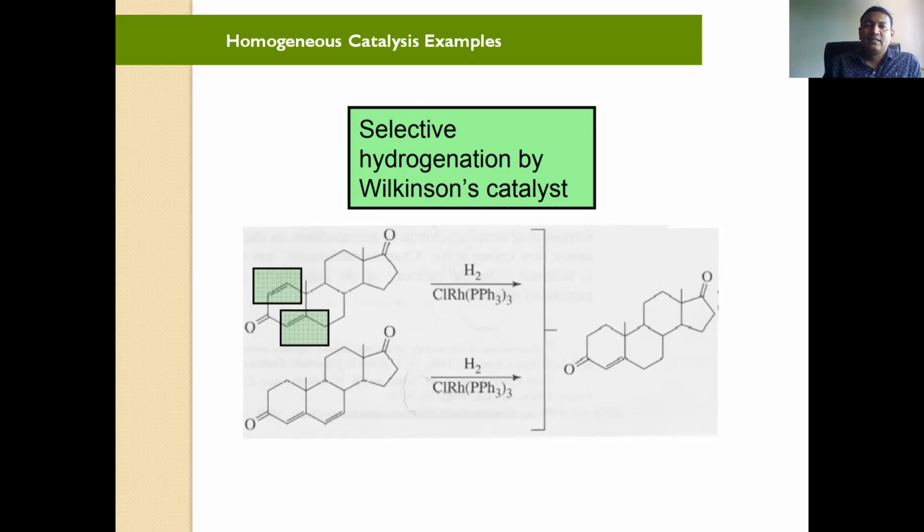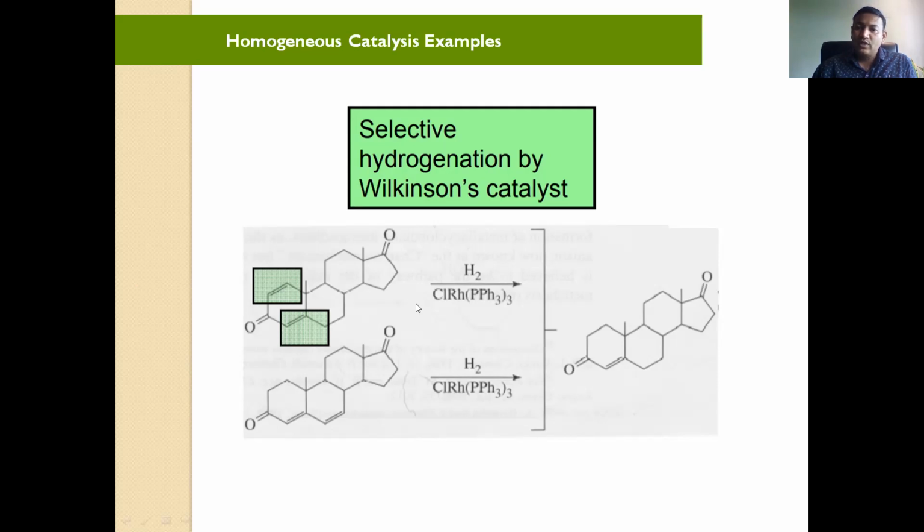Then another example, which is better to write down, or first you understand. This is a homogeneous catalysis example: the selective hydrogenation by Wilkinson's catalyst. See, in selective hydrogenation, this is the starting material here. It looks very tricky to you, right? Hope you can see the structure. So we have to carry out hydrogenation on that. Out of these two double bonds, we have to hydrogenate only one bond.